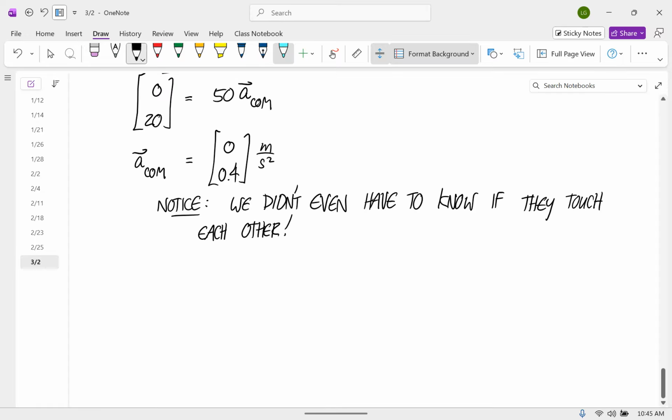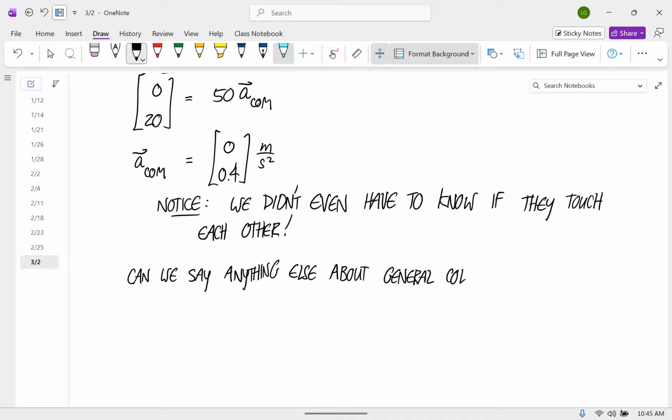Okay, can we say anything else about it? Going back to general collections of particles, there's one more thing we can say. It's not usually that helpful, but sometimes it is.